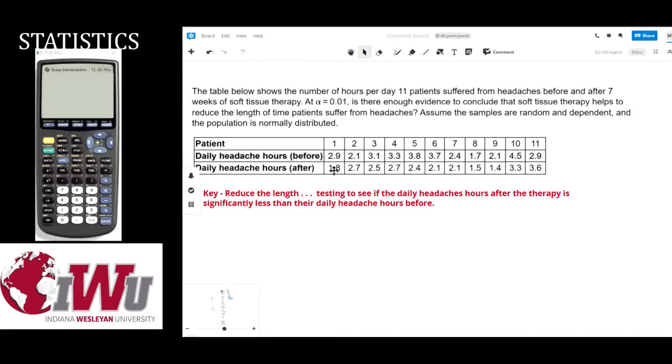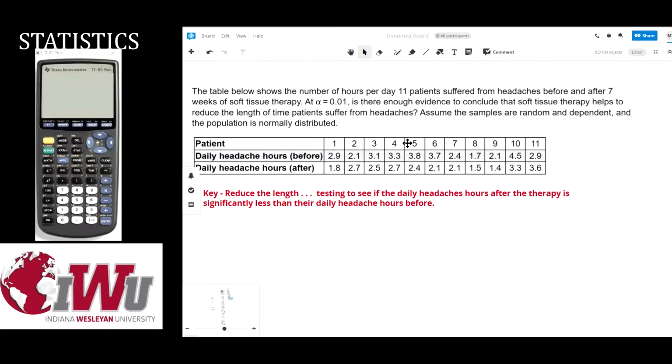Is it significantly less? So is that 2.9 significantly less than 1.8? Oh, but we notice here this one's actually more. Now that's an isolated example, but we're going to look at the sample as a whole. So that's what we're going to do with this paired data. Let's go and take it step by step.